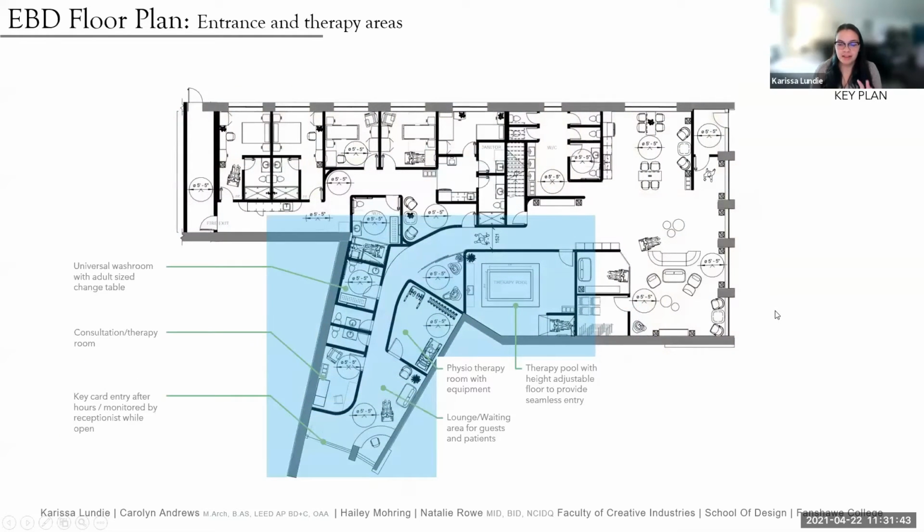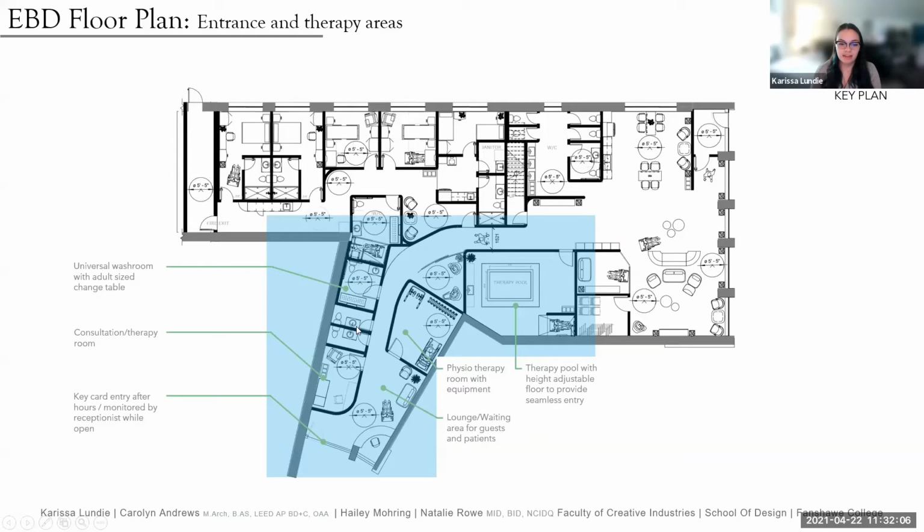For my plan, there's 3 sections, so I'm going to quickly walk through them and explain the 3 different sections. So the first is the entrance and therapy areas. This will have a key card entry access for after hours, and while this is open to the public, there will be a receptionist here to monitor who comes in and out. And we have a lounge and waiting area for guests and patients.